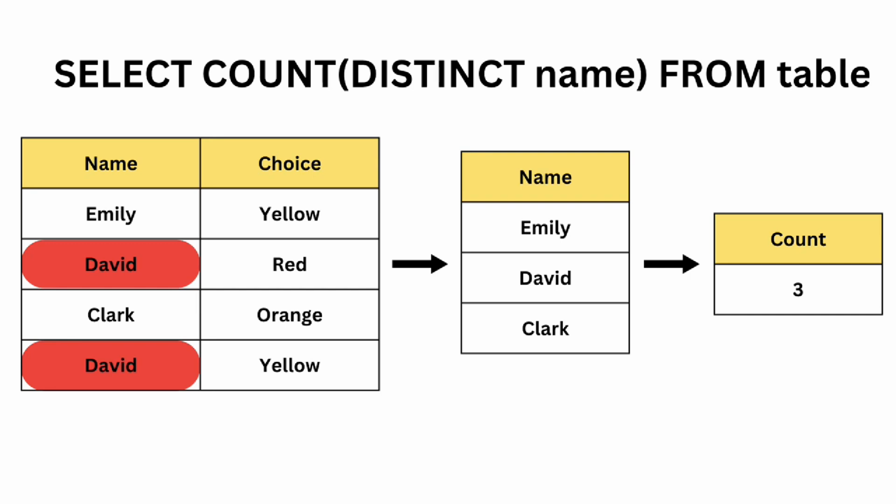So the end result for select count distinct name from table is 3, answering the question that there are 3 unique names in the table. It won't tell you what those names are. That would just be a distinct call by itself.